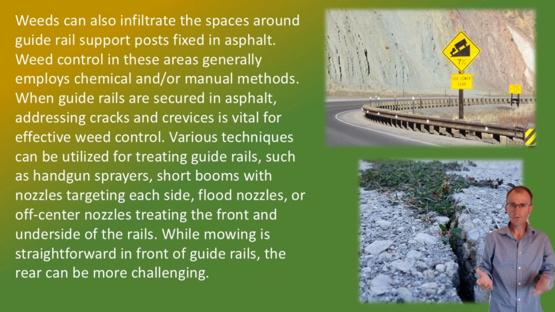Weeds can also infiltrate the spaces around guide rail support posts fixed in asphalt. Weed control in these areas generally employs chemical and/or manual methods. When guide rails are secured in asphalt, addressing cracks and crevices is vital for effective weed control. Various techniques can be utilized for treating guide rails, such as handgun sprayers, short booms with nozzles targeting each side, flood nozzles, or off-center nozzles treating the front and underside of the rails. While mowing is straightforward in front of guide rails, the rear can be more challenging.